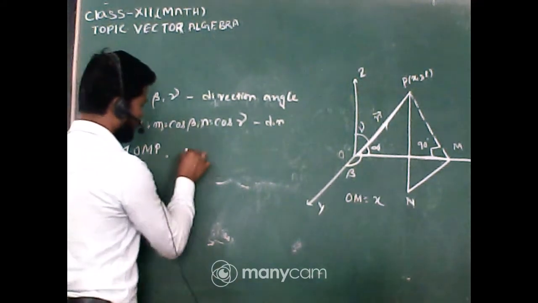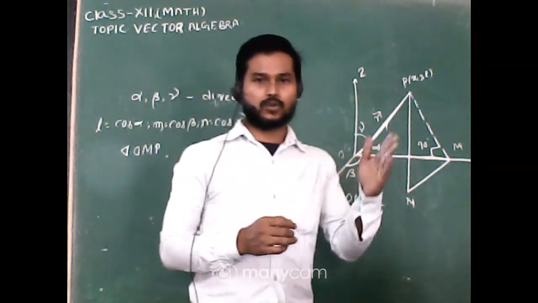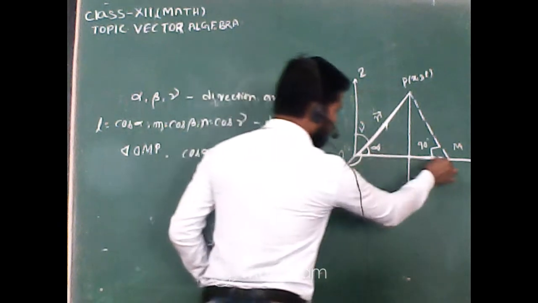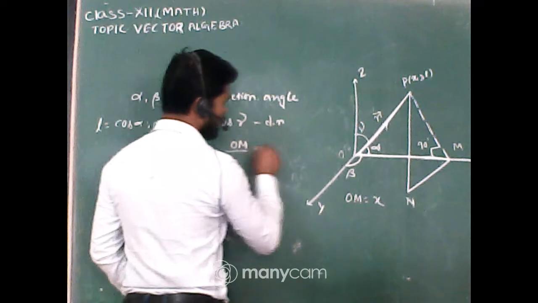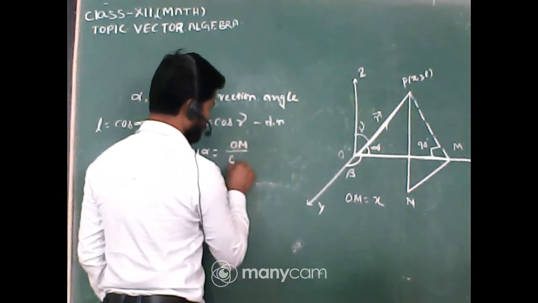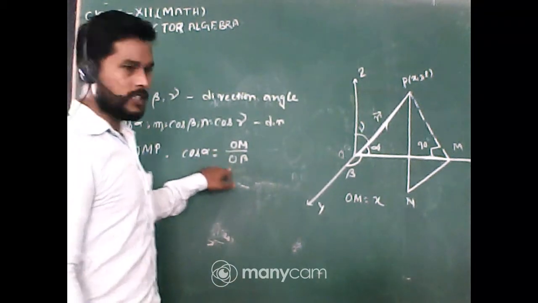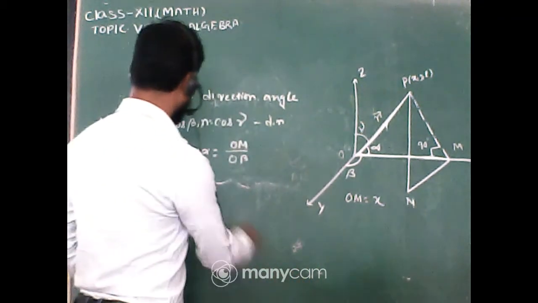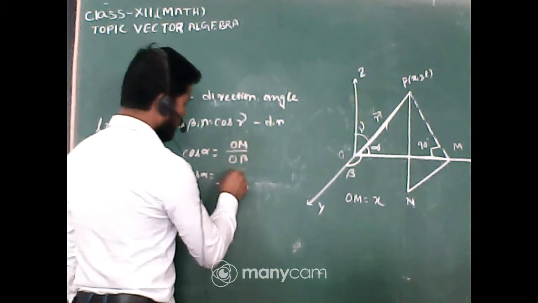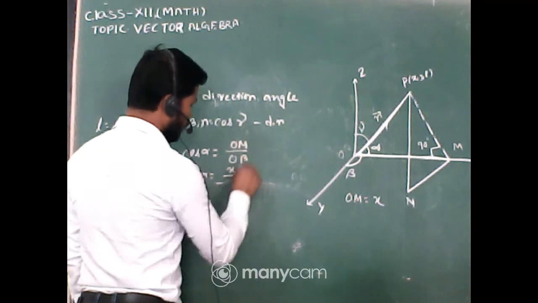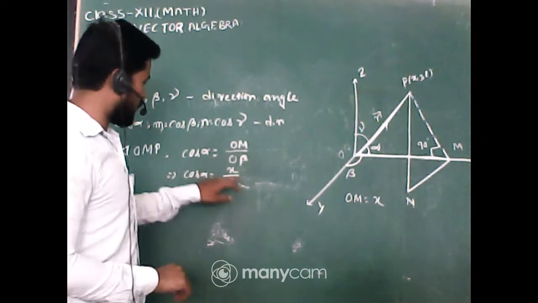We are trying to find the value of cos alpha. So we know that cos alpha is the ratio of base to the hypotenuse. So here the base means OM, and hypotenuse is OP. Base is equal to OM and hypotenuse is equal to OP. Put the value. That means cos alpha is equal to OM, which is X, and OP, which is the magnitude R.